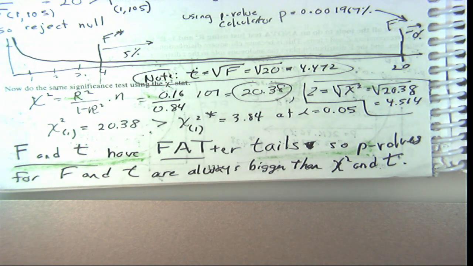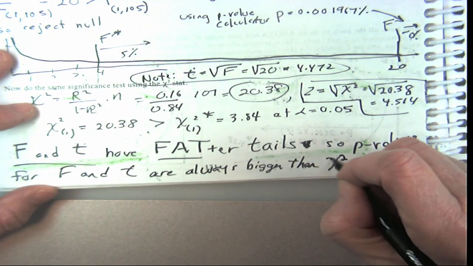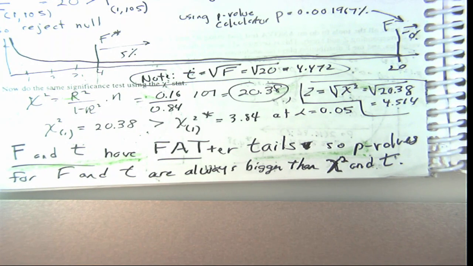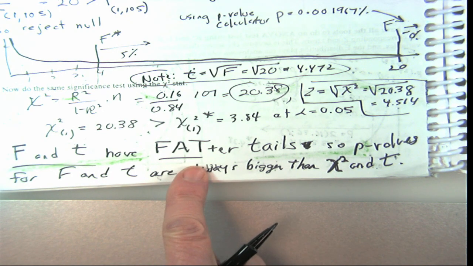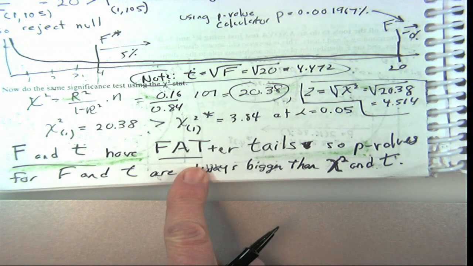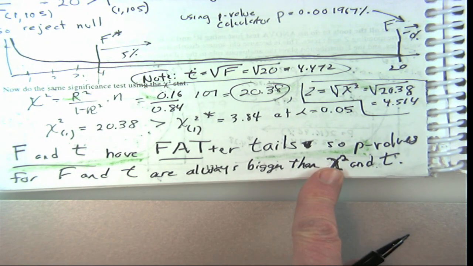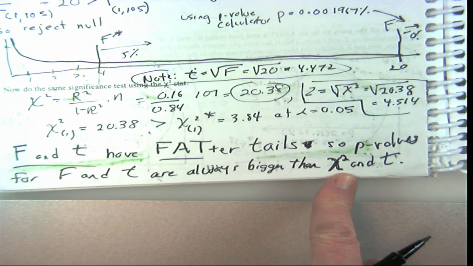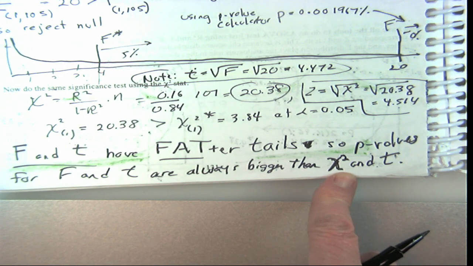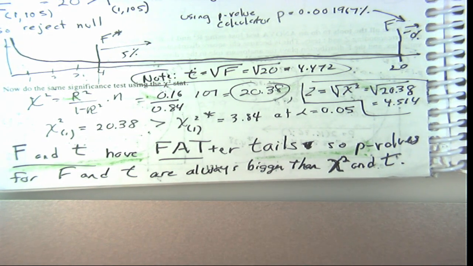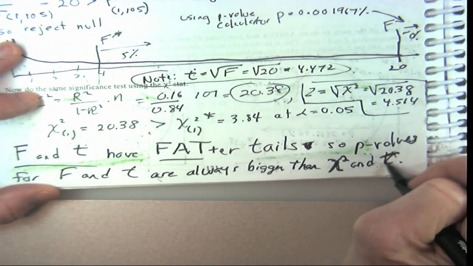Are always bigger than chi-squared. That's chi-squared and t. Okay. And did I make a mistake here? Does anybody see it? Chi-squared. That's the letter chi. Oh! Gosh! Thank you. I'm so dense sometimes.